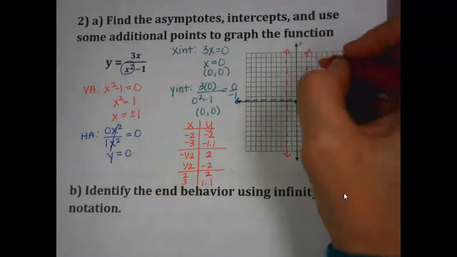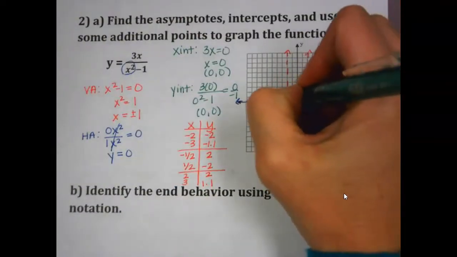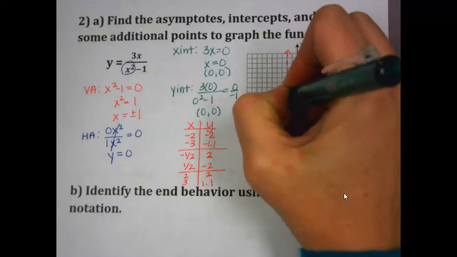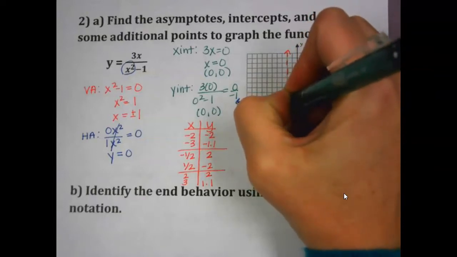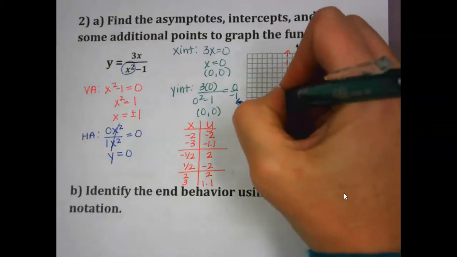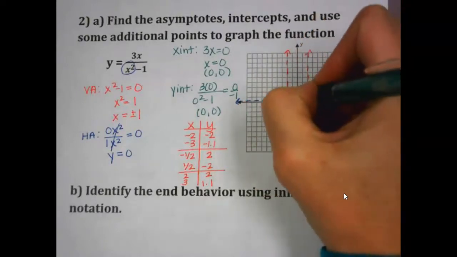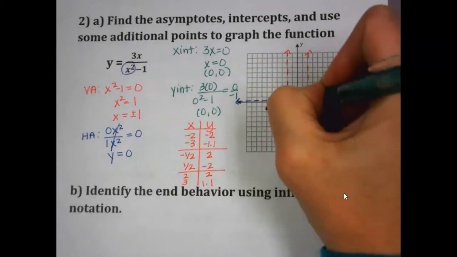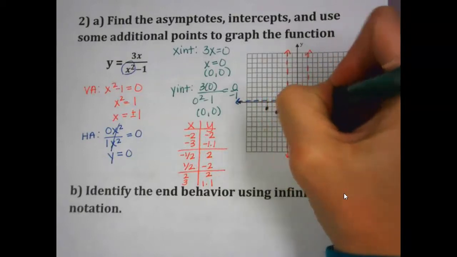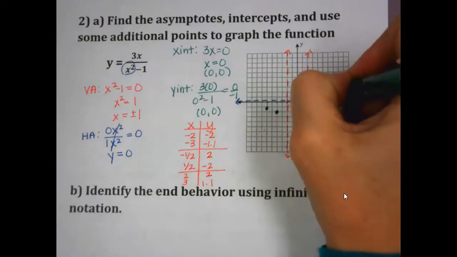So we're going to put all of those on our graph. Negative 2. I have to remember that I count by halves on my x-axis. That's negative 2, so this is negative 3. Negative 1/2, 2, positive 1/2, negative 2, and then 2, 2, 3, 1.1.